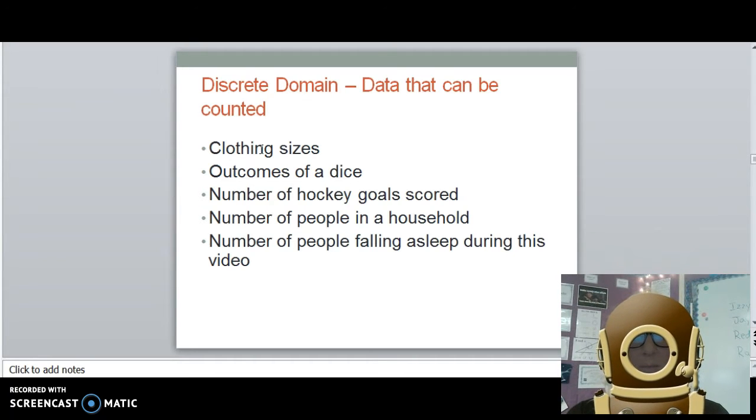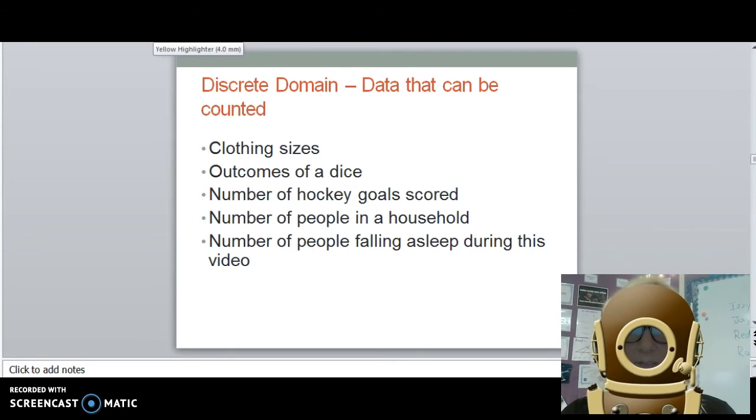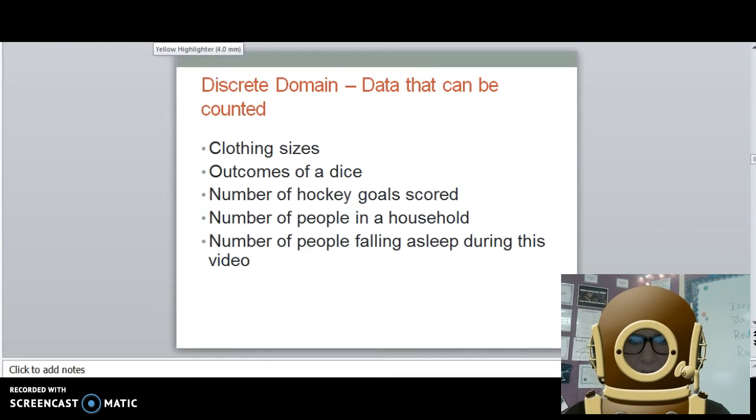Men's pant sizes can be 34, 32. Sometimes they have half sizes, but for the most part, typically men's clothing or women's clothing are in whole number sizes. The outcomes of a dice. If I were to roll a dice, I could only get the numbers 1, 2, 3, 4, 5, and 6. None of the other values are possible other than those, which are whole numbers, and they're numbers that can be counted.